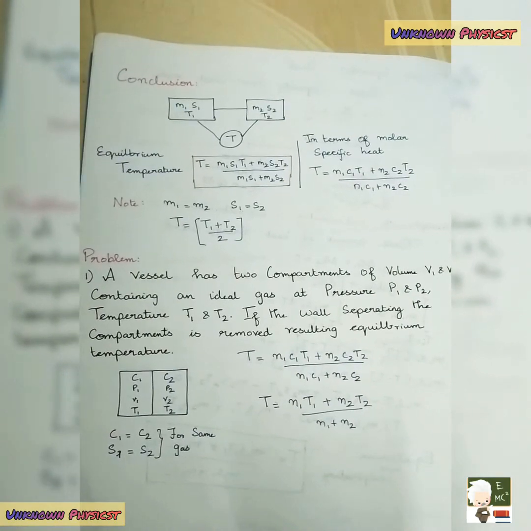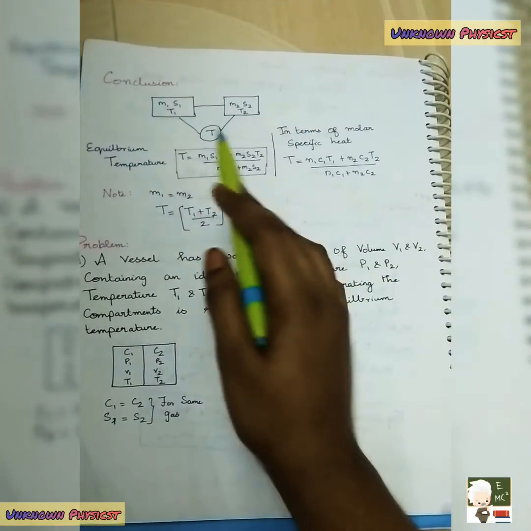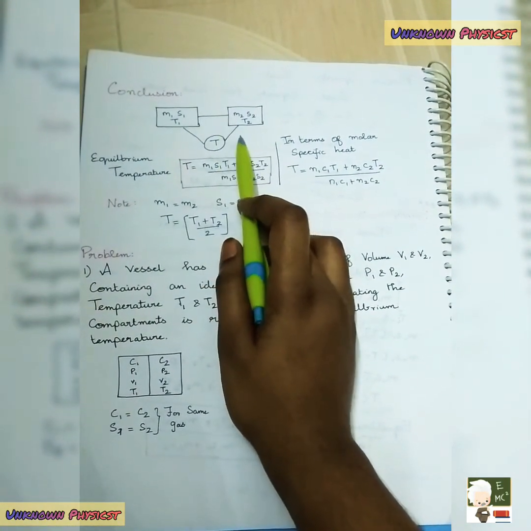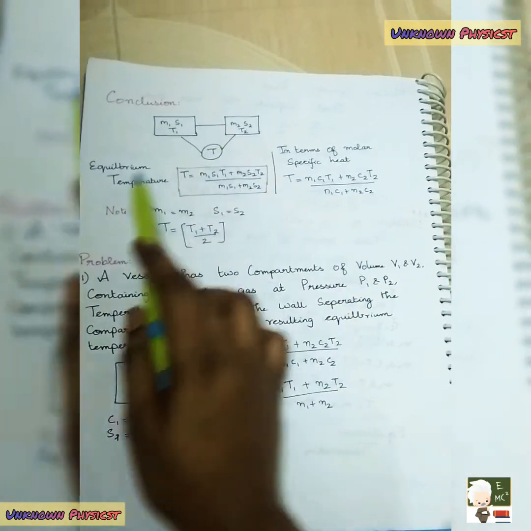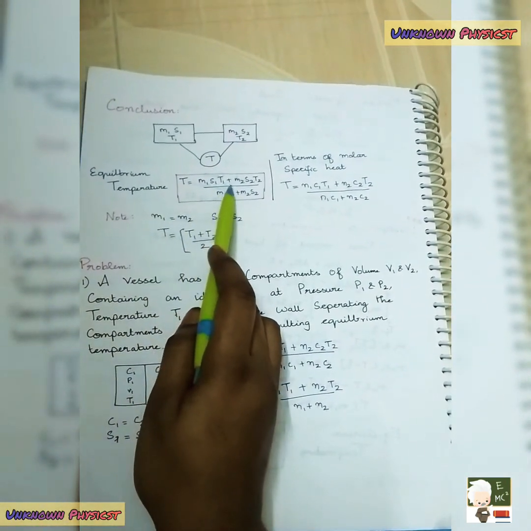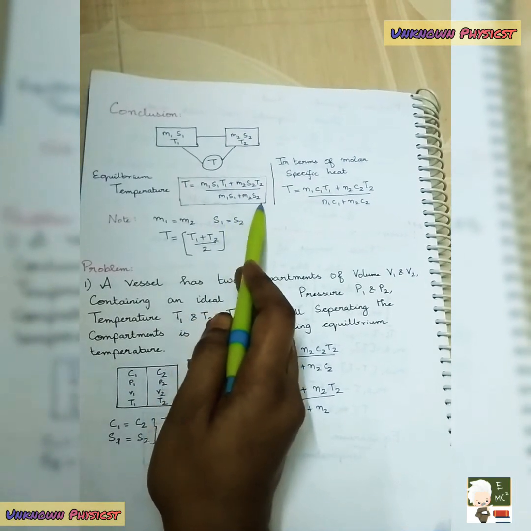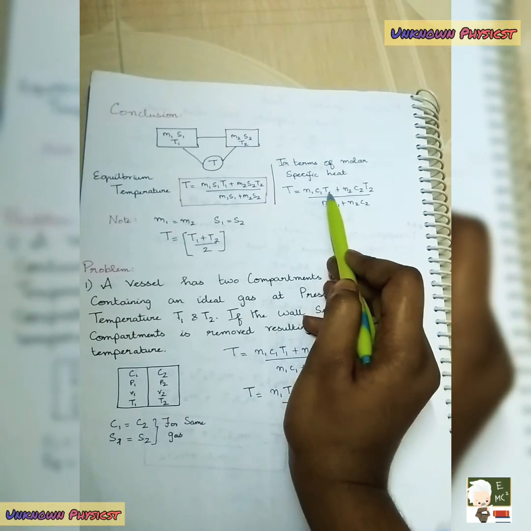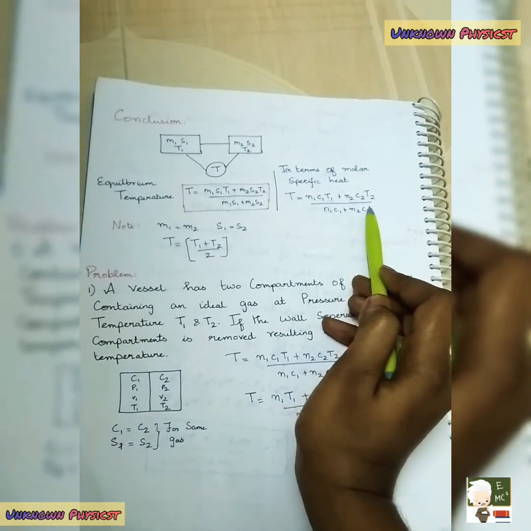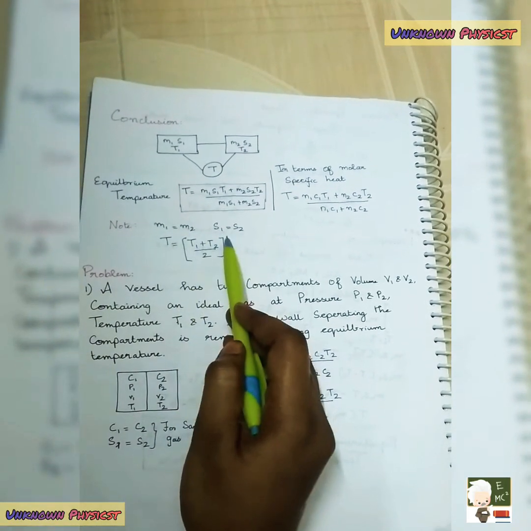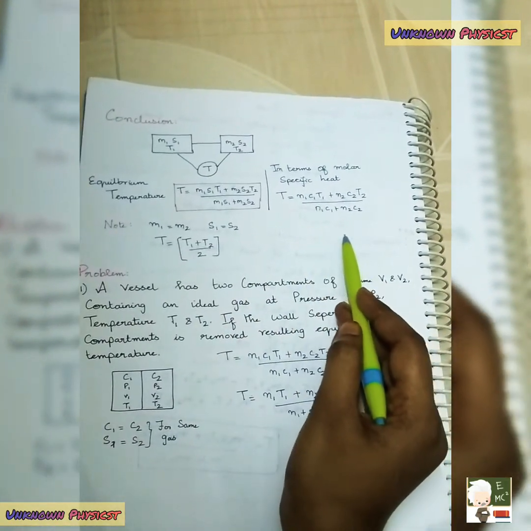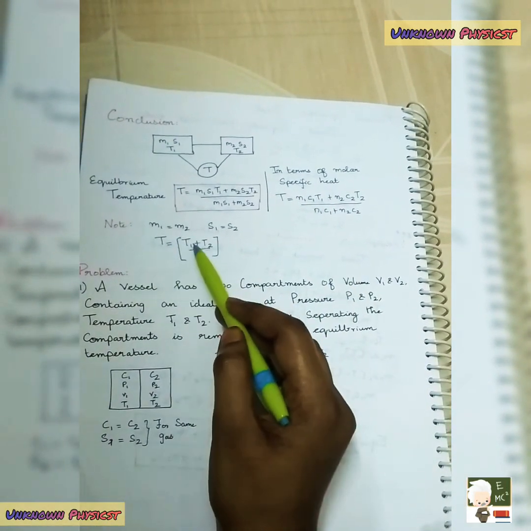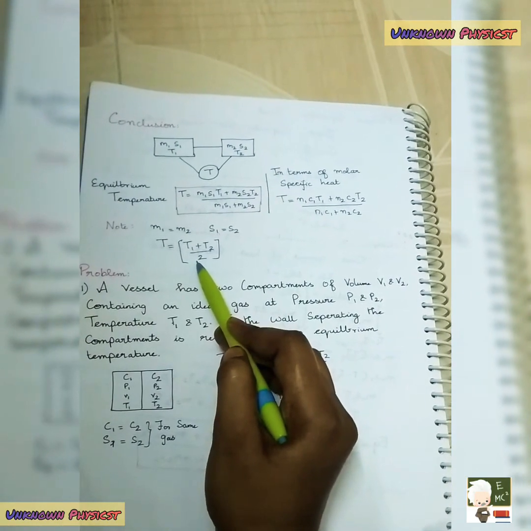So the conclusion I am going to give is, when two thermodynamic bodies of different mass, different specific heat and different temperature combine, their equilibrium temperature will be T is equal to (m1 s1 T1 plus m2 s2 T2) by (m1 s1 plus m2 s2). In terms of molar specific heat, T will be equal to (n1 c1 T1 plus n2 c2 T2) by (n1 c1 plus n2 c2). When masses m1, m2 are equal and s1, s2 are equal, it is a similar body problem. For example, if we take water and water combined together, then T will be equal to (T1 plus T2) by 2.